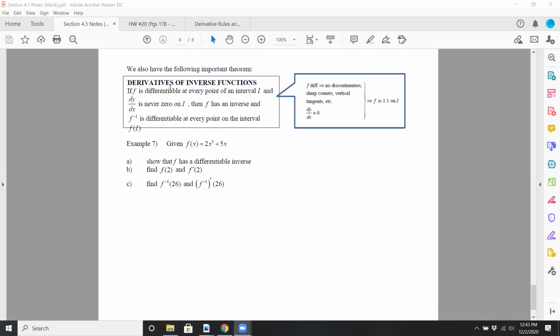So for derivatives of inverse functions, again, the assumption is that f is differentiable at every point on the interval, and dy over dx will never equal 0, because if it does equal 0 and you're doing a reciprocal, then you're going to have a problem, right? So you have to assume that your derivative won't equal 0. Then f will have an inverse as well, and it'll be differentiable at every point on the interval that we had for the original function. So the assumption is that you're not going to have discontinuities, sharp corners, vertical tangents, and so forth. And also one-to-one, meaning it passes the vertical line test and the horizontal line test.